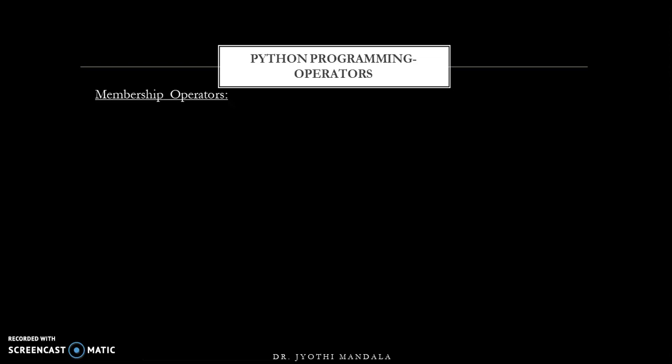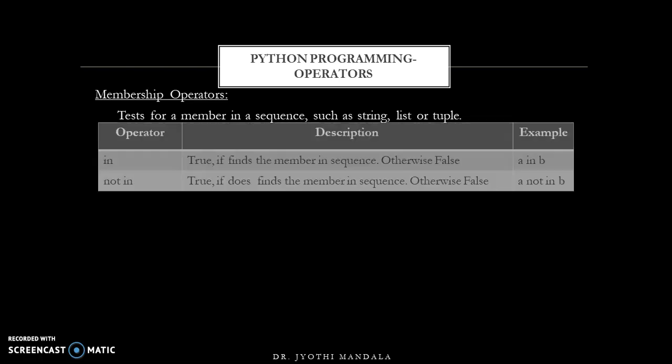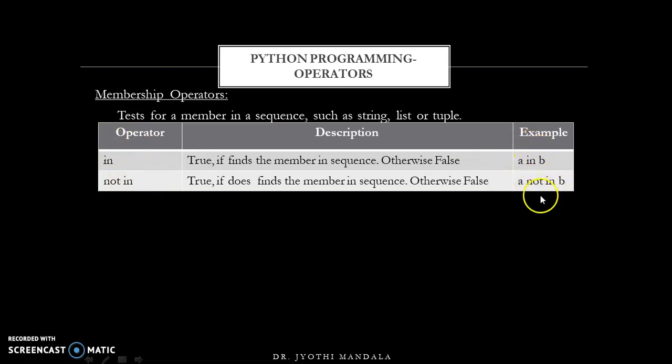Next one is a new one, that is membership operators. In Python we have membership operators that test for membership in a sequence such as a string, list or tuple. Sequence is nothing but a group of elements that are stored in an order. In that order, we can check whether the number is available or not. So the in operator and the not in operator will be used, with A not in B as an example here. In detail about this one we'll see while discussing our sequence concept.